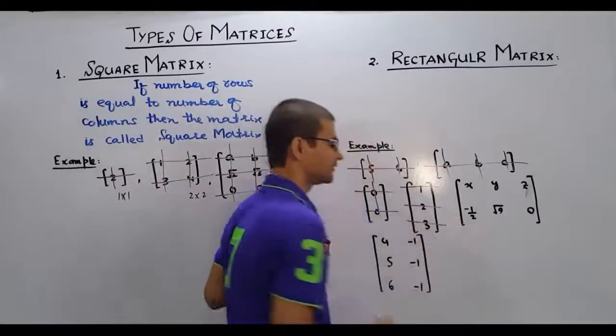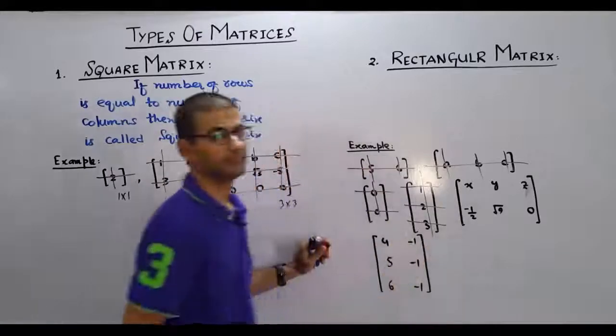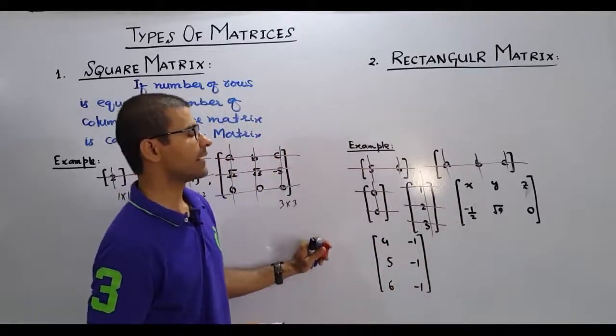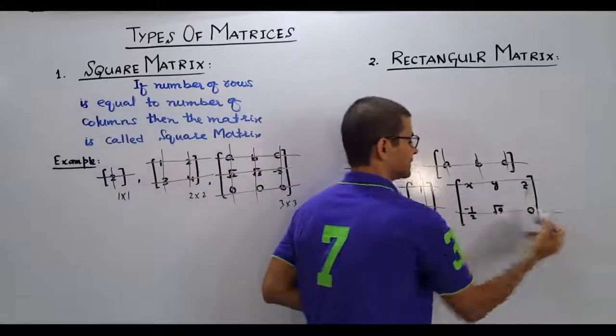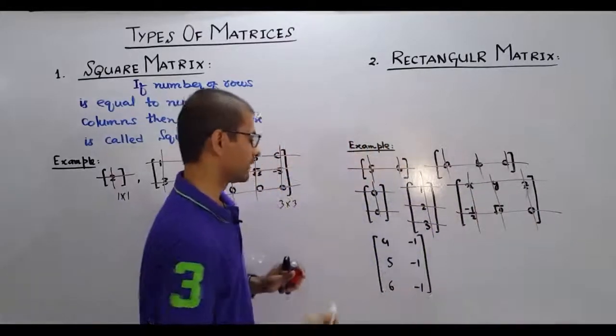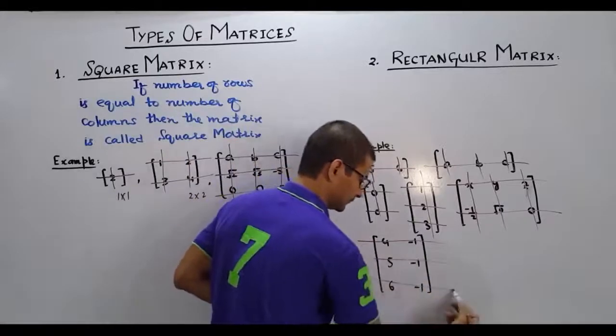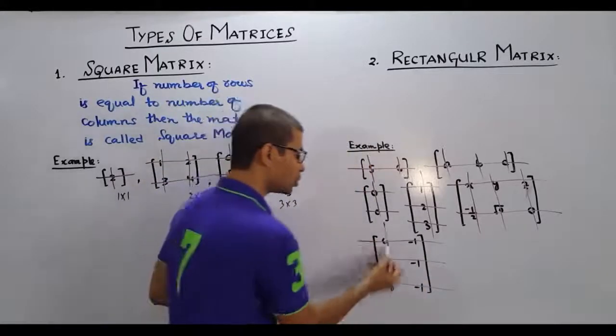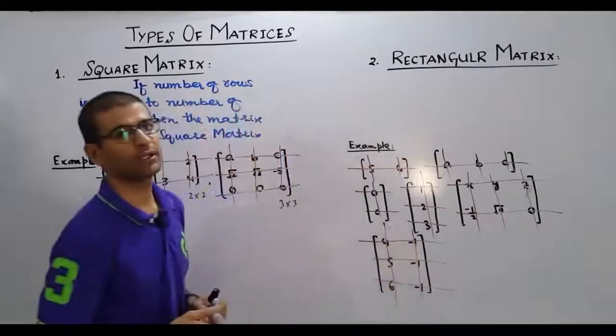3 rows, 1 column. Rectangular matrix. 2 rows, 3 columns. Rectangular matrix. 3 rows, 2 columns. Rectangular matrix.